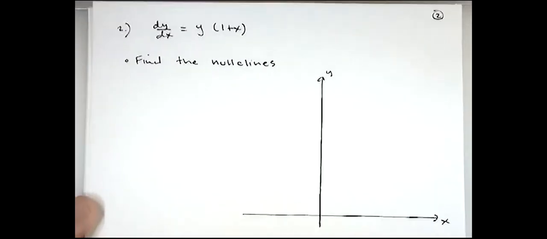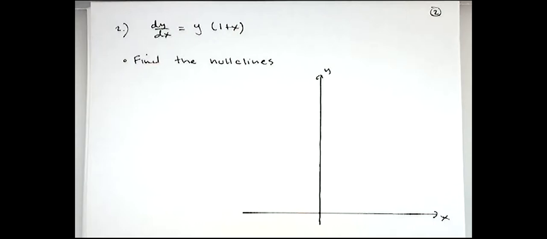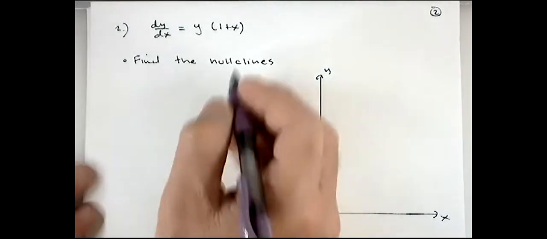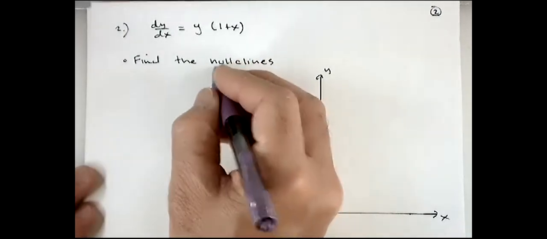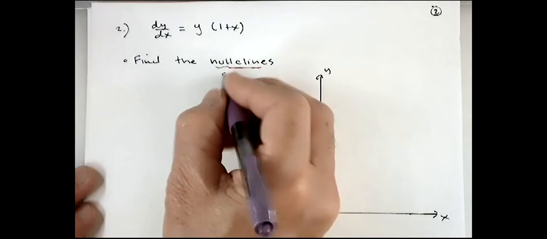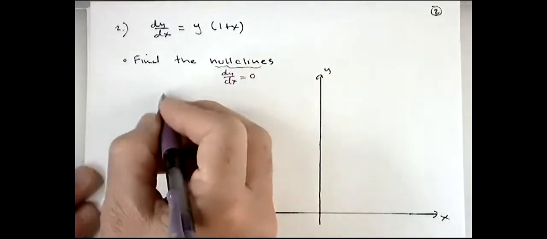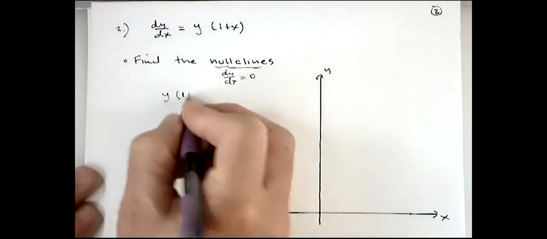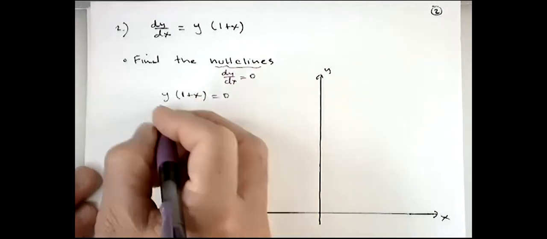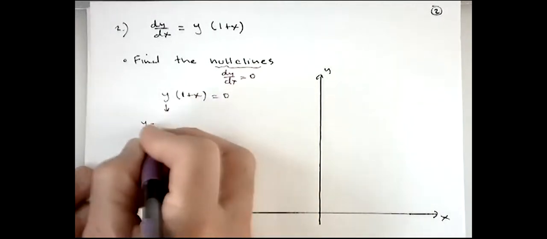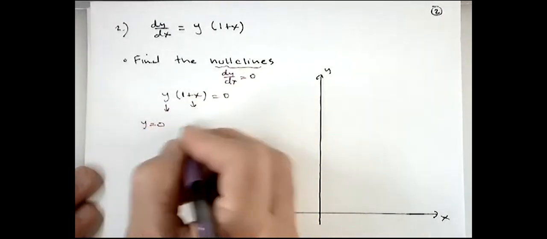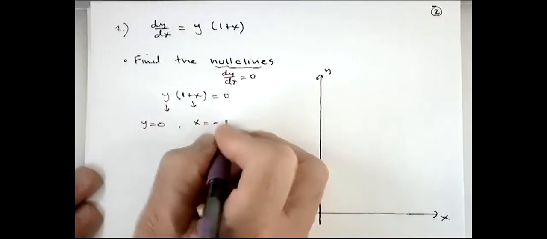So the first thing I would do normally if I'm sketching a direction field is to find my nullclines, because those are just easy points that I'm going to want to add to my graph here. Nullclines are where dy/dx is equal to 0, where I have a horizontal tangent line. So that would be y times (1 + x) equaling 0. This time my nullclines are either y equals 0, we had that before, or x equals -1.